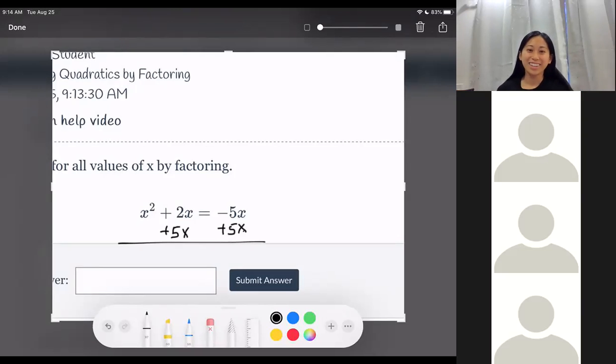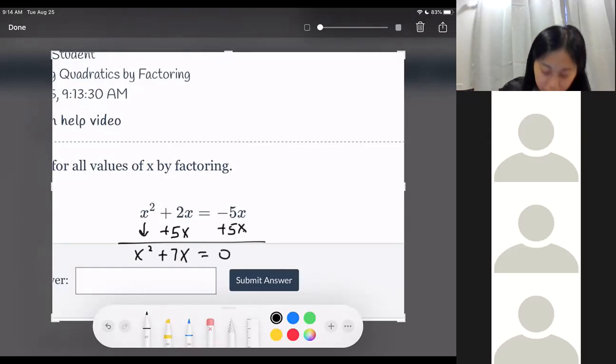Okay, so we have our x squared. This piece cannot be combined with anything else, so it just stays as x squared. Now the 2x and the 5x, those can be combined because they are like terms. They both have just x. So there's 2x and there's 5x. You add it together, you get 7x, and that equals 0.